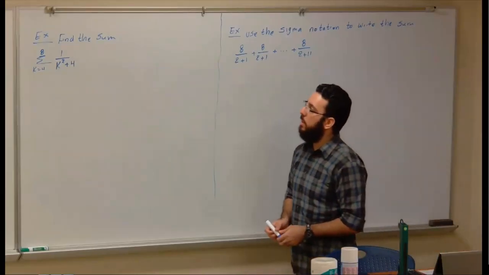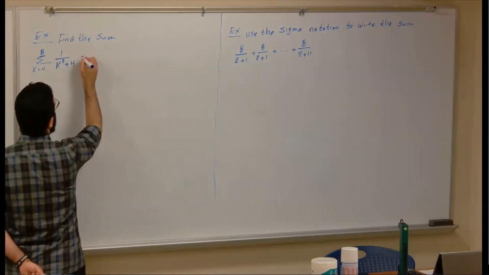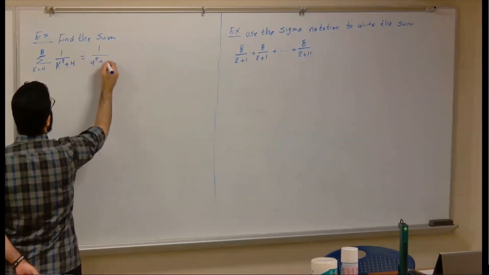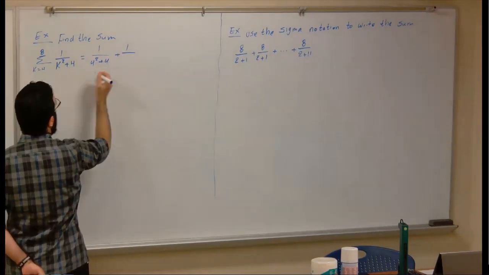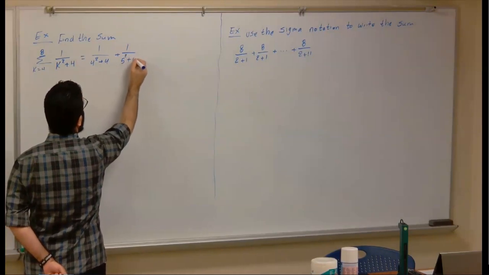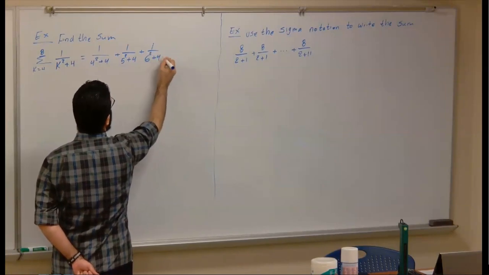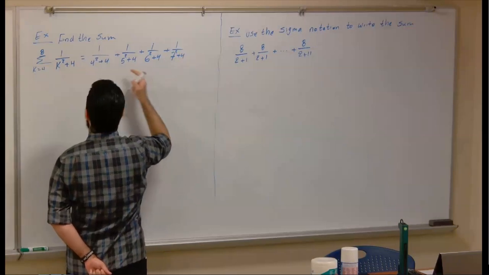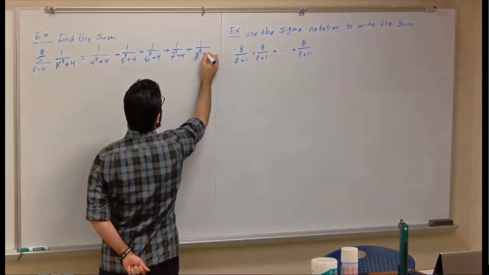So let's check this one. Find the sum from k equal 4 to 8 of 1 over k squared plus 4. That is going to be equal 1 over 4 squared plus 4, plus 1 over 5 squared plus 4, plus 1 over 6 squared plus 4, plus 1 over 7 squared plus 4, and until 8. So plus 1 over 8 squared plus 4.